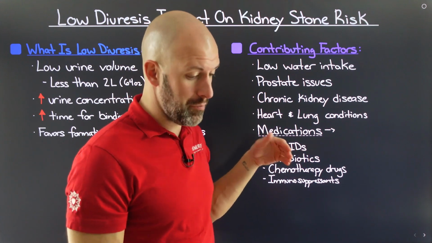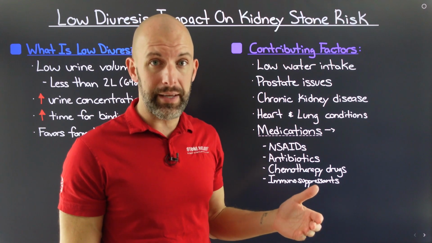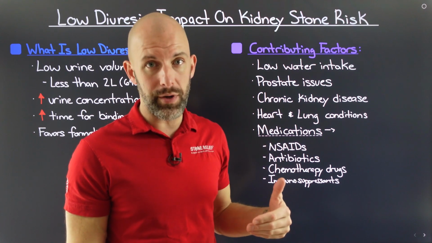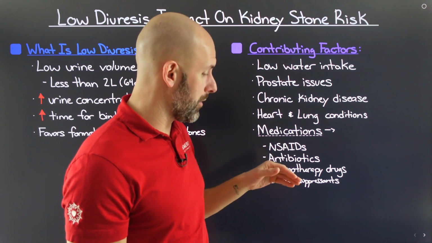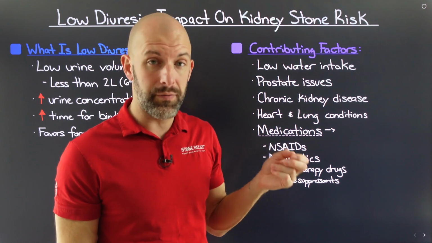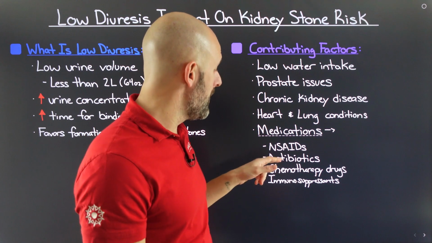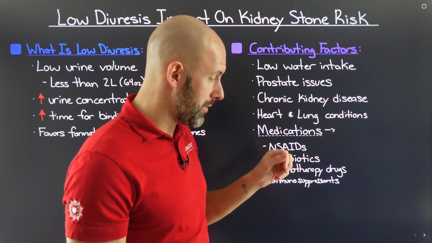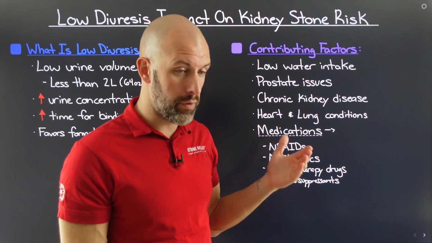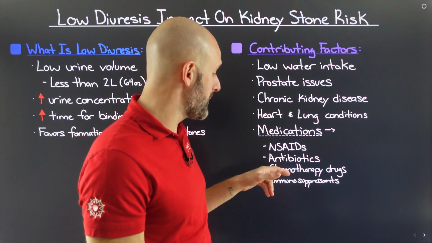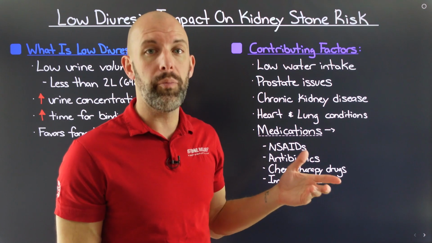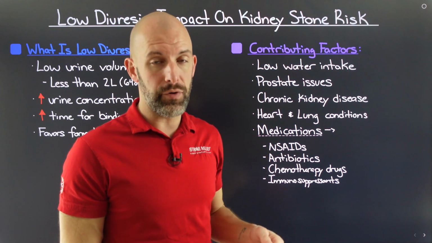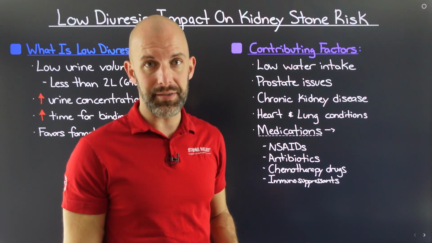NSAIDs in particular reduce blood flow to the kidneys. That is the mechanism by which they offer pain relief. So NSAIDs are potentially a source if you're taking them on a regular basis. Antibiotics can affect the volume of urine that you pass. Chemotherapy drugs, and also immunosuppressants, will play a role in the amount of urine that you're passing on a daily basis.